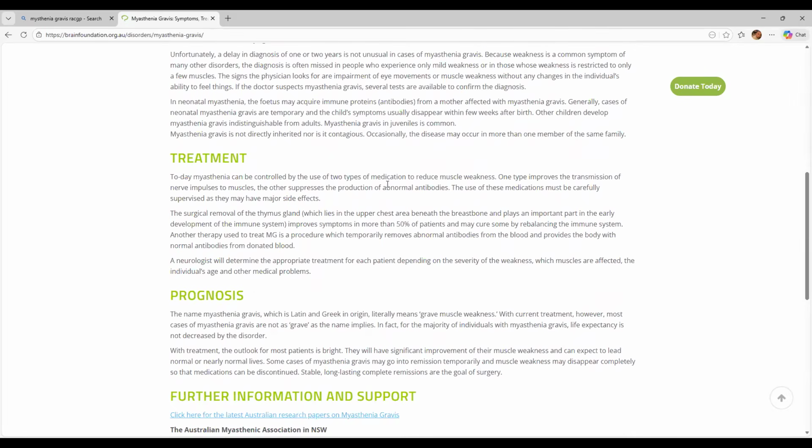Treatment, sorry, I just had a glitch. Patient is given medications to control the muscle movement, and sometimes the antibodies are removed from the body. So the best treatment is they do IVIG and then they do plasmapheresis. Steroids are also given, but plasmapheresis and IVIG are the main treatment. It has a very good prognosis.